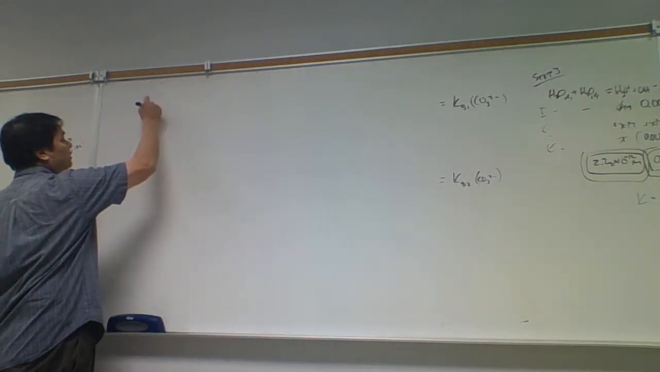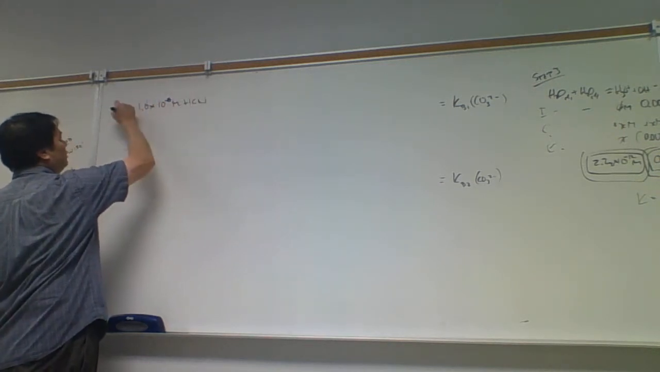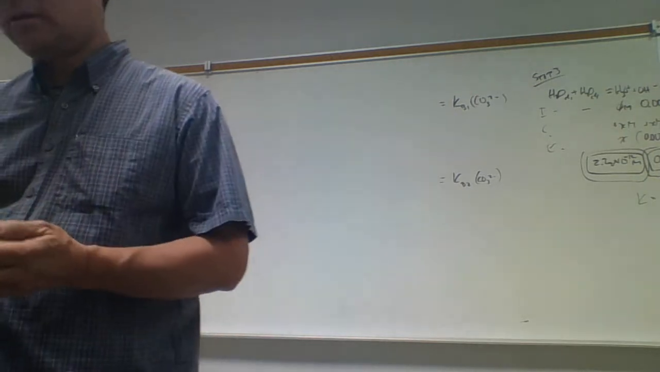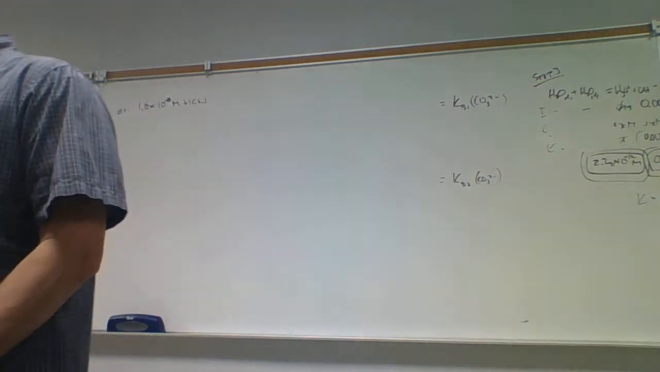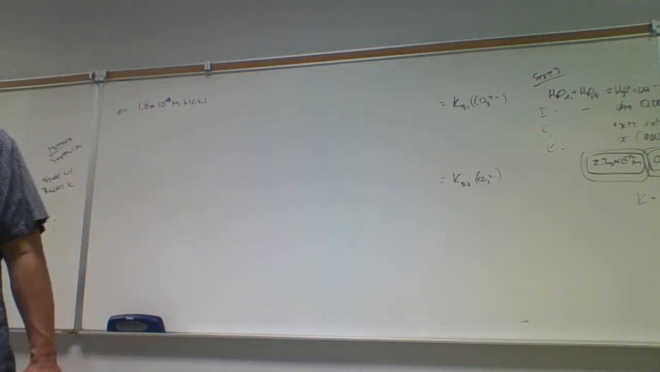So let's look at what we're doing. 1.0 times 10 to the minus 8 molar HCN. Is that the problem we left off with last time? Yeah. So let's go back to this problem and work on this one.